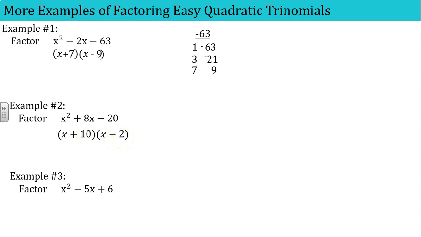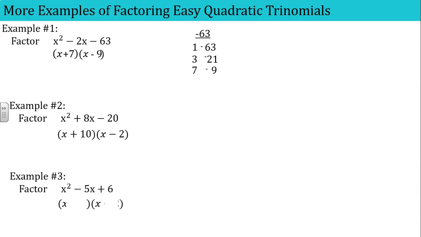And for the record, it doesn't matter what order I put these in. If I put the negative 2 over here and the plus 10 here, that's totally fine. It doesn't make a difference. Last ones, so I start with my parentheses. I'm looking for two numbers that multiply to positive 6 and add to negative 2.